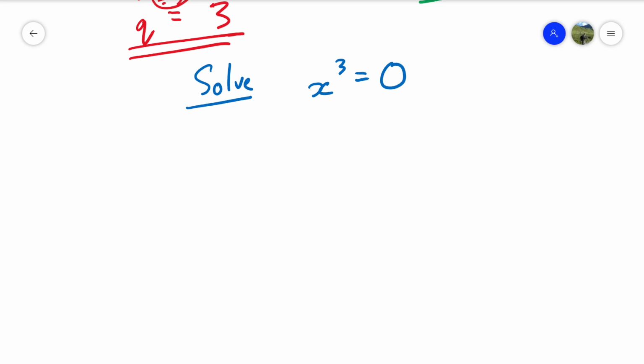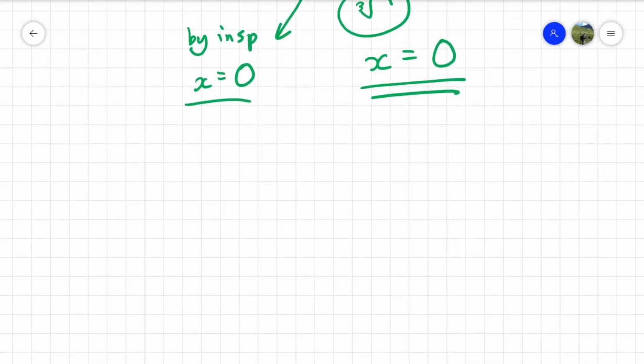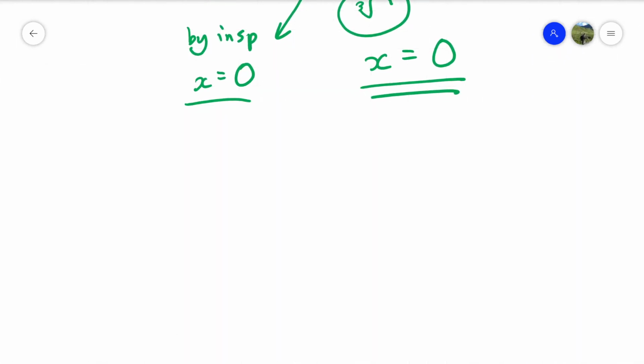Have a go in your own time. See you back here in a moment. Well, by inspection, x equals 0. Well, because something times something times something is 0, so it's got to be 0. You might put a cubed root in a circle to indicate that you're doing cube roots both sides, and then you go x equals 0. But it's all good. Next question.